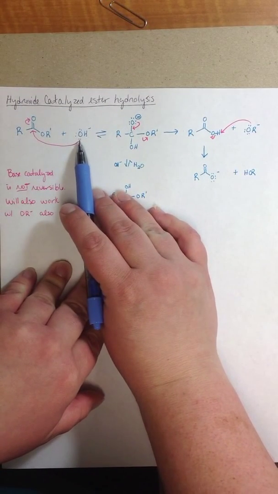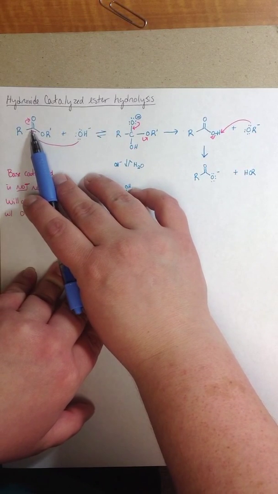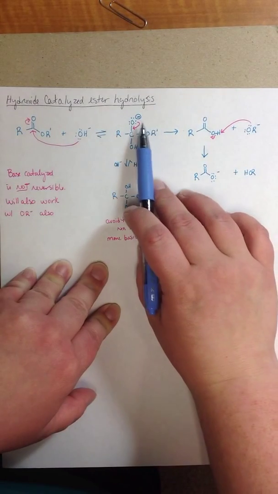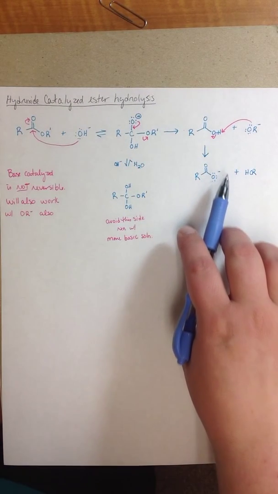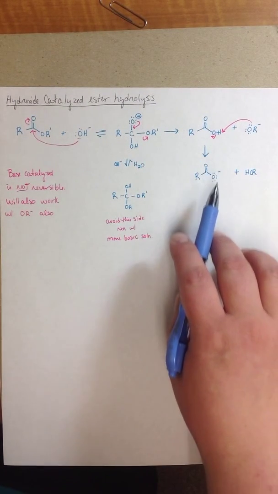So here we have a strong base. Negative charge goes to partially positive charge. Electrons go up, and as they come down, they go back around. Doesn't this look exactly like what we just did at the beginning? Yeah, because it totally is, right?